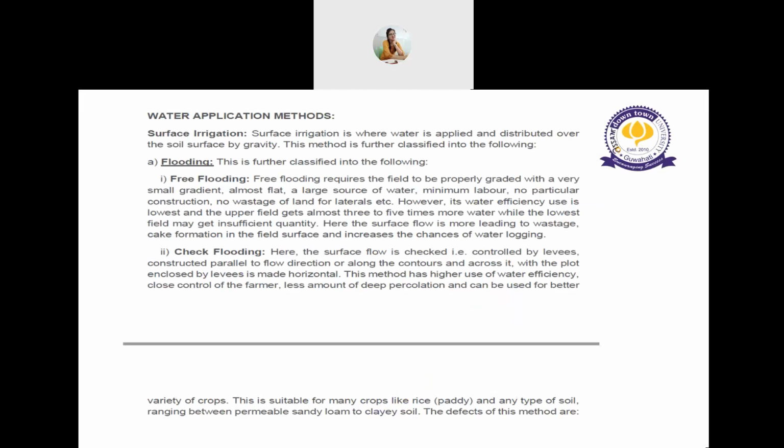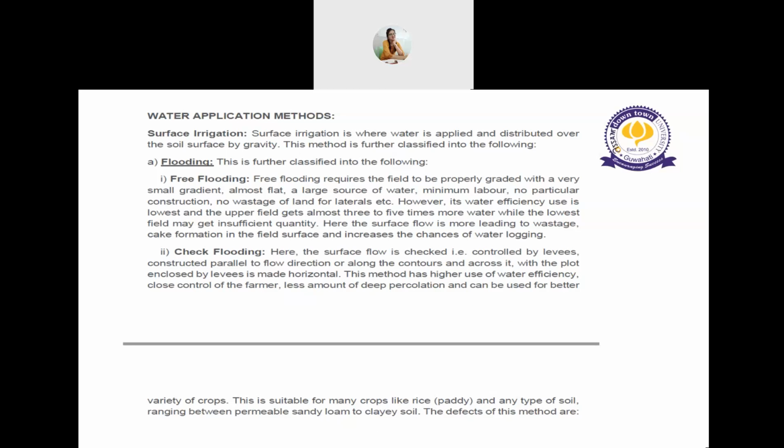This method is further classified into flooding. This is further classified into the following: 1 is free flooding and 2 is check flooding. Free flooding requires the field to be properly graded with a very small gradient, almost flat, a large source of water, minimum labor, no particular construction, no wastage of land for laterals, etc. However, its water use efficiency is lowest and the upper field gets almost 3 to 5 times more water, while the lowest field may get insufficient quantity.